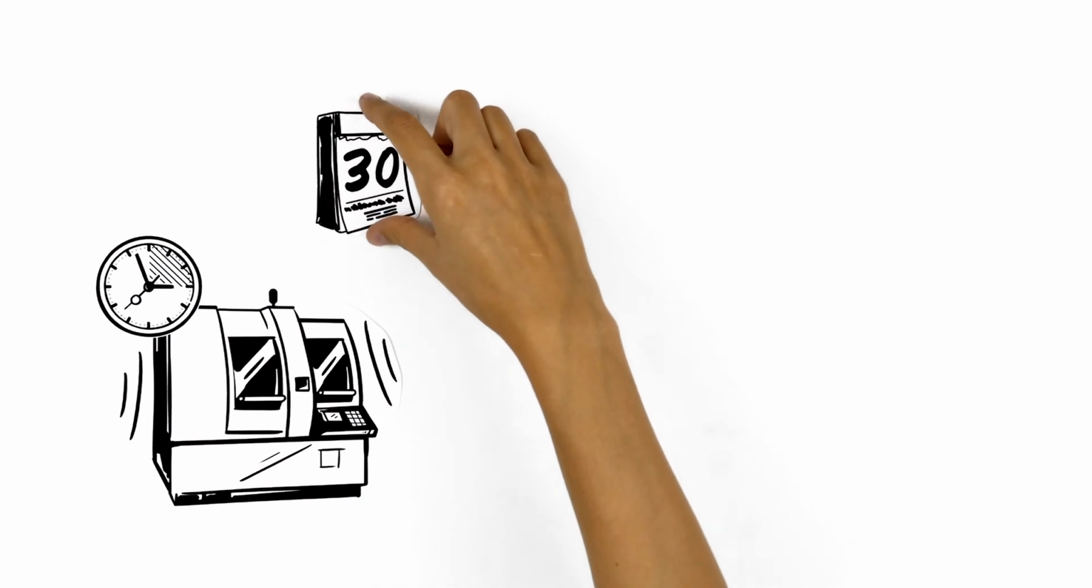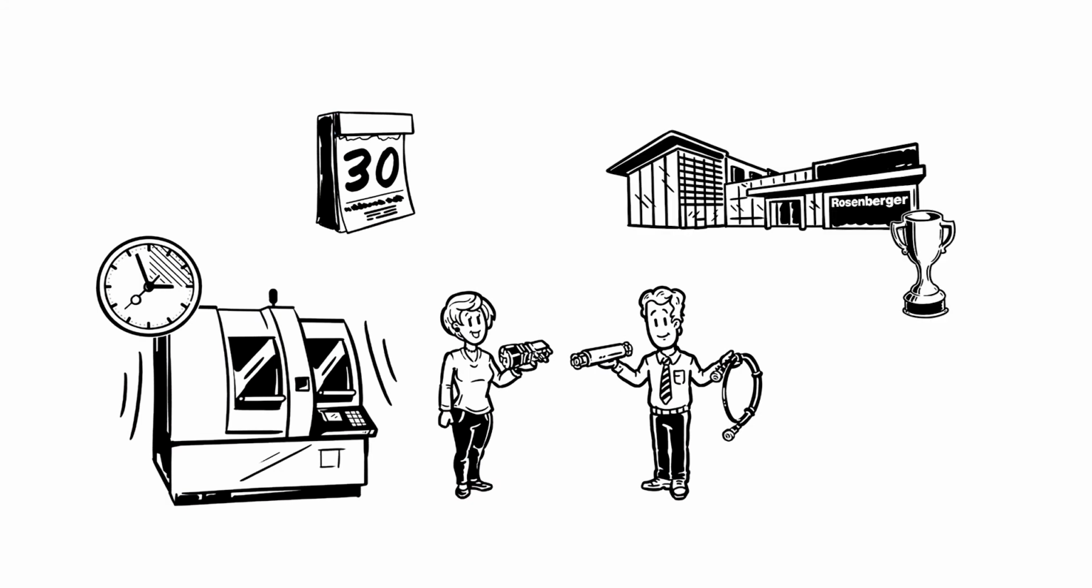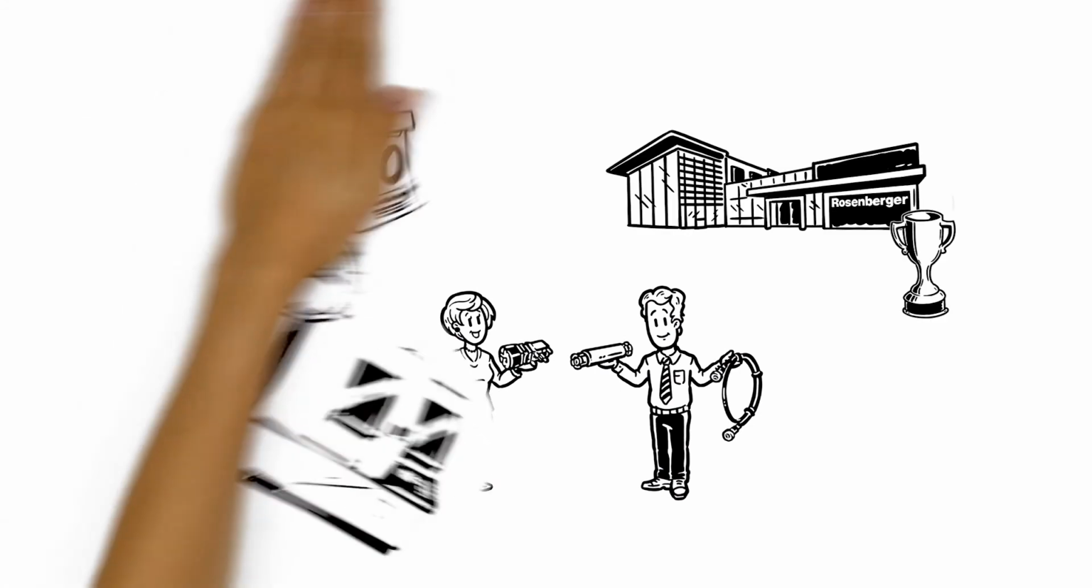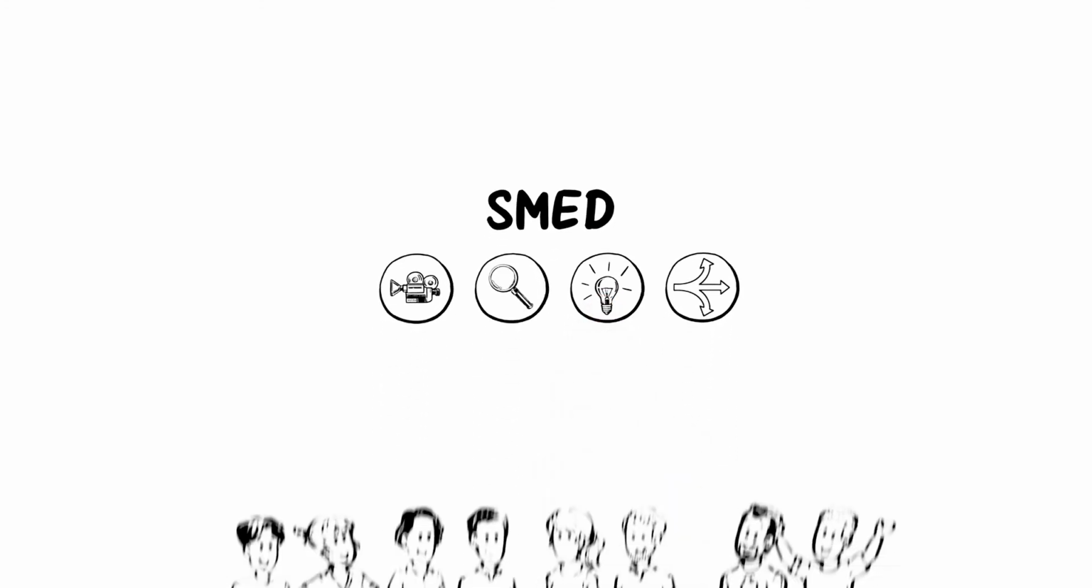Even a few minutes of time saved for each retooling can make a big difference over the course of a year. More flexible processes also impress the customers, contributing to Rosenberger's success. SMED, improving retooling processes together.